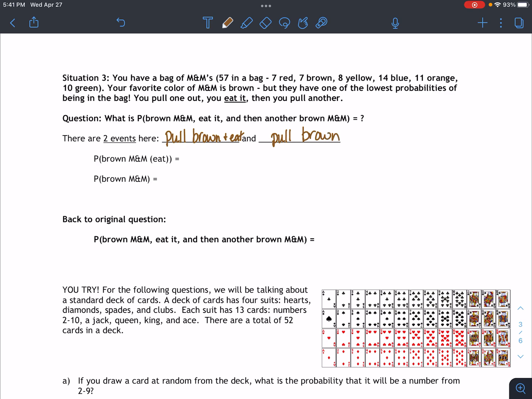So pull a brown M&M and eat it, and then pull a second brown M&M. So for that first M&M, there are 57 total M&Ms in the bag, and 7 of them are brown. However, after you pull that first M&M, you eat it, you consume it. It is no longer in the bag, which means when you go to do your second M&M, this second event here, there are no longer 57 M&Ms in the bag. There's only 56 because you ate one. And there are no longer 7 brown M&Ms in the bag. There's only 6 because, again, you ate one.